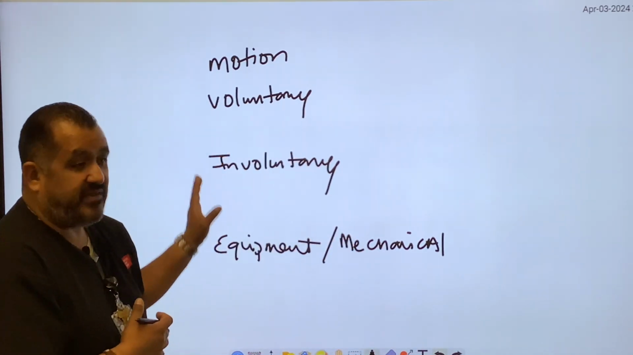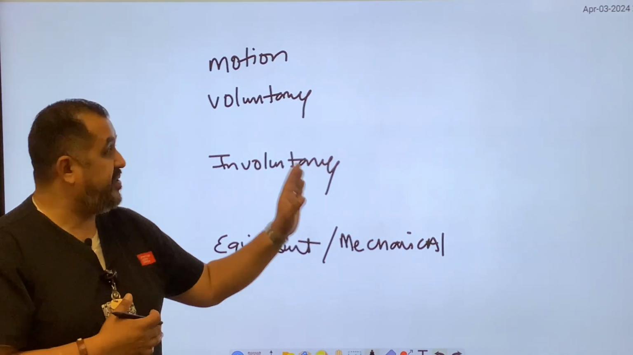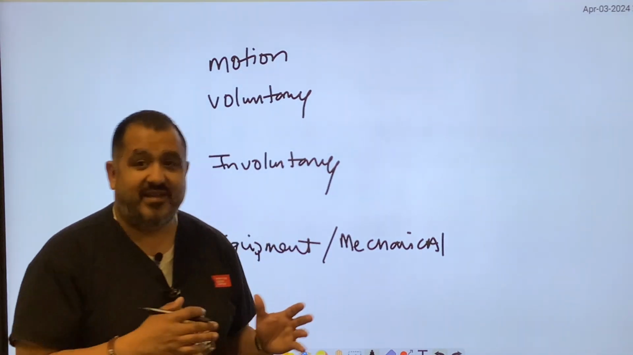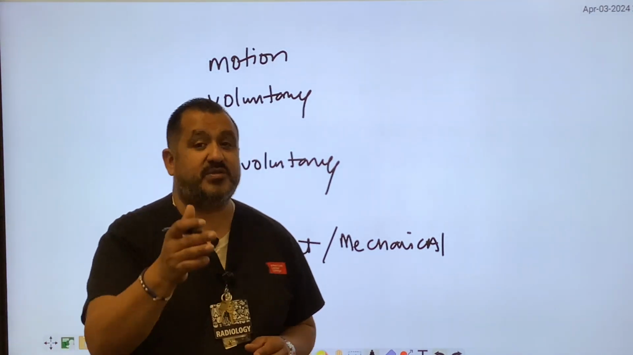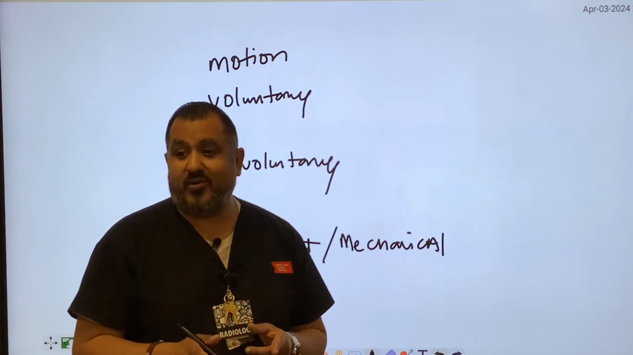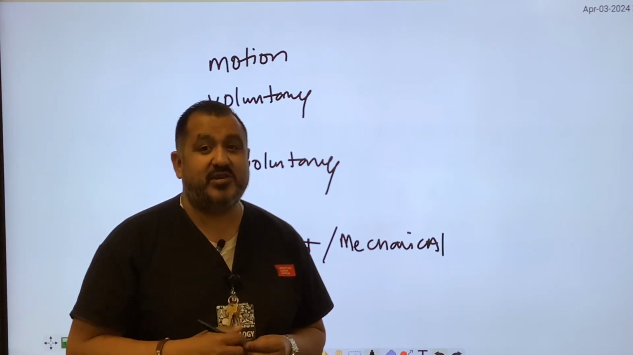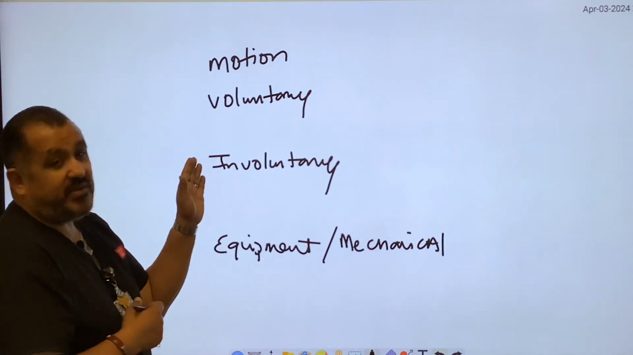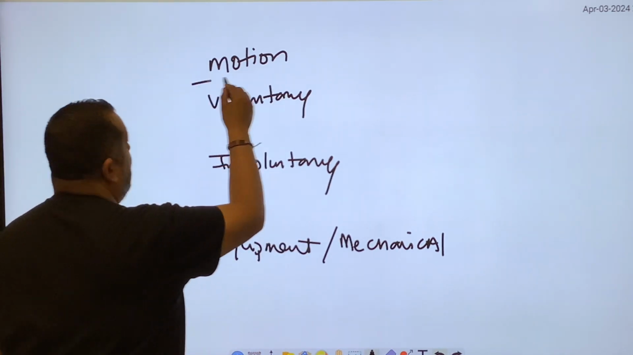Neither of these do we want on the image, because when you have motion, it's going to cause blur, it's going to cause penumbra, and whenever you have penumbra, what did we learn? It's going to degrade the spatial resolution. So this is going to be motion, all right?